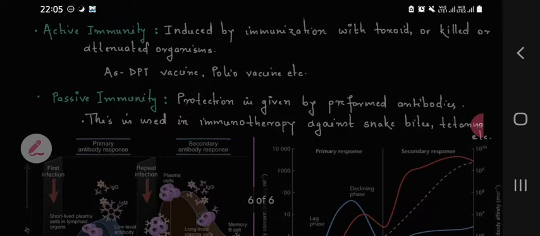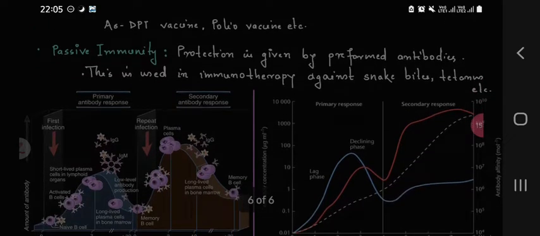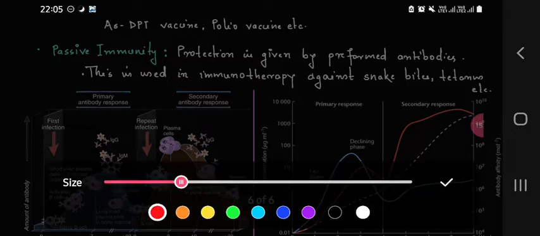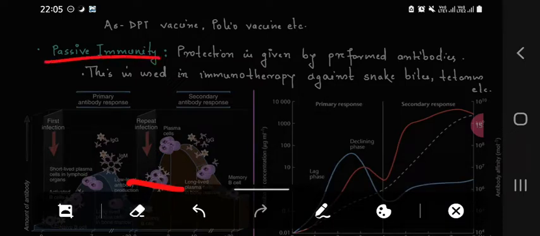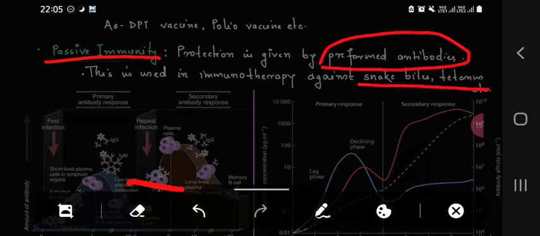Active immunity is induced by immunization with toxoid or killed or attenuated organisms, such as DPT vaccines and polio vaccines. Passive immunity: protection is given by preformed antibodies. This is used in immunotherapy against snake bite or tetanus, Clostridium tetani.